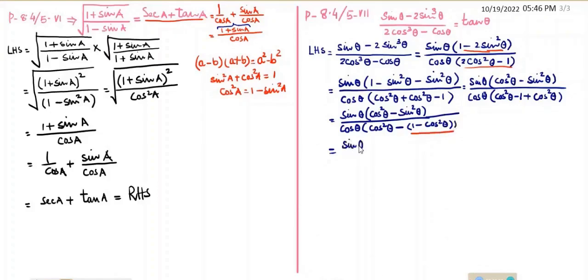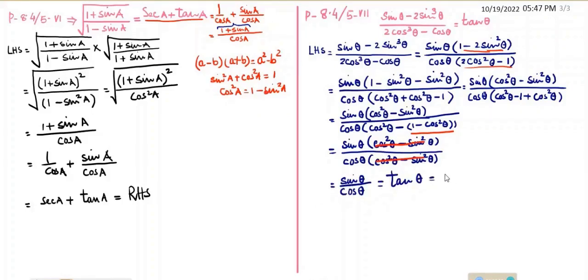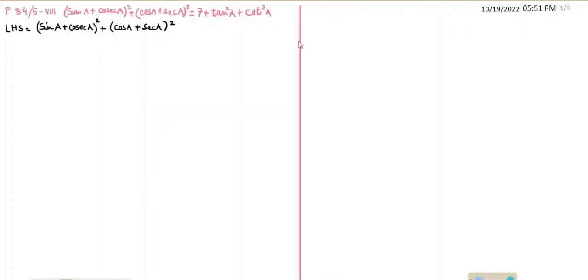We will replace this 1 minus cos square theta in the denominator by sin square theta. So we have cos theta, cos square theta minus sin square theta. Cancelling out the common factors in the numerator and denominator, we get sin theta over cos theta equal to tan theta.